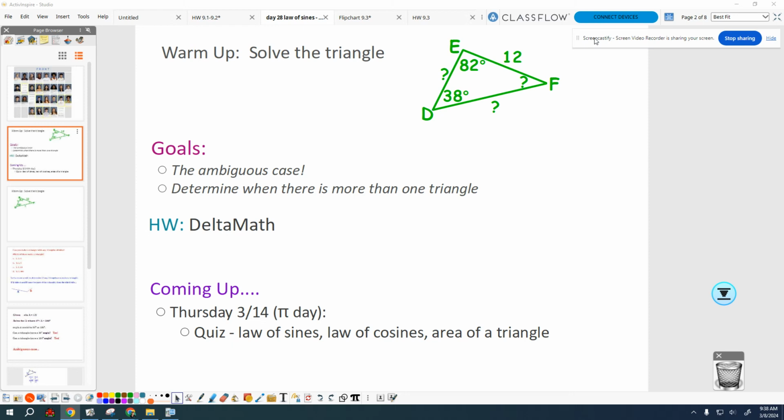Yesterday we learned law of sines. Please use law of sines to find the other sides of that triangle. Draw the picture, write the setup.